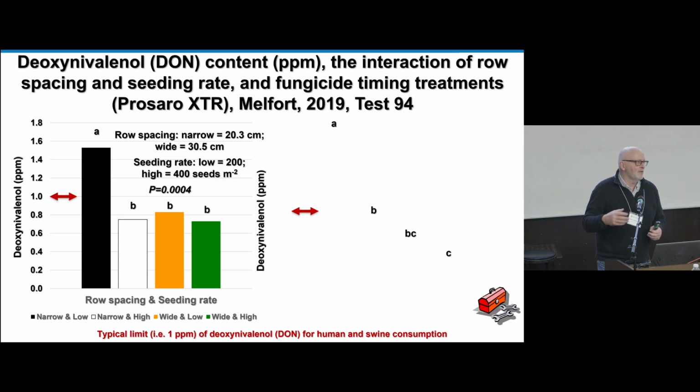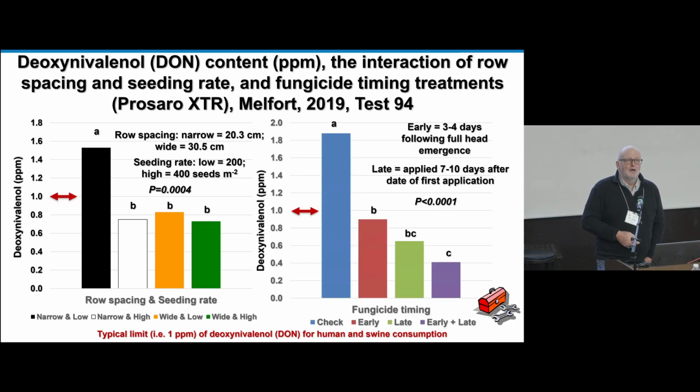It really didn't matter whether we were using a narrow or a wide row spacing. So what about Dawn? Well, we had some high levels of Dawn. We were almost at 2 parts per million in CWRS. It was AAC Brandon in that particular trial.